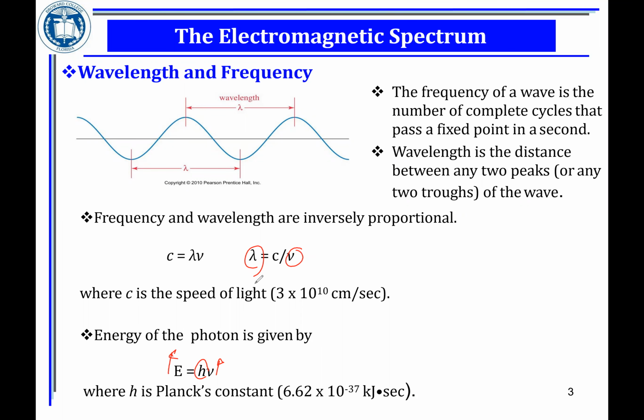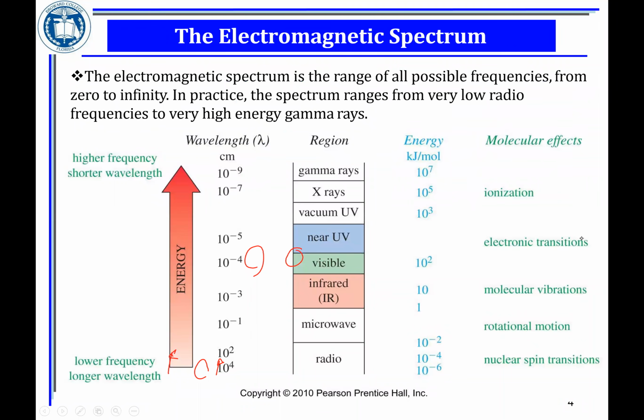So if you're talking about low energy, that means low frequency, or longer wavelength. If you're talking about high energy, that means short wavelength, or high frequency. Some of these examples you need to know the pattern of.